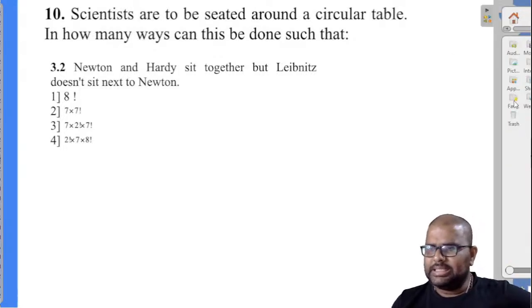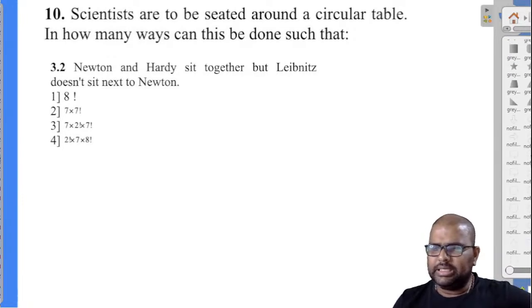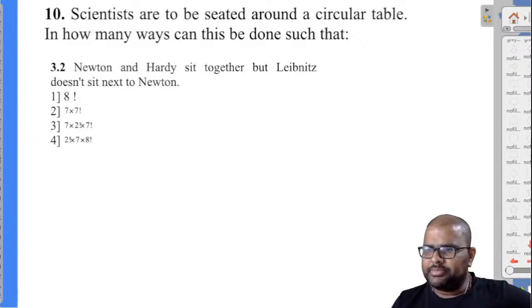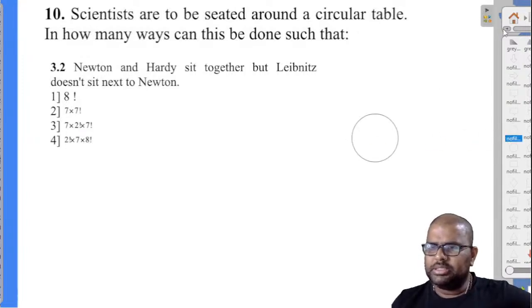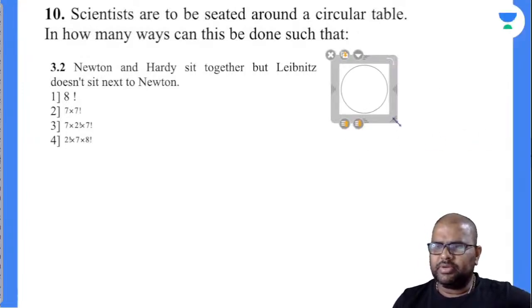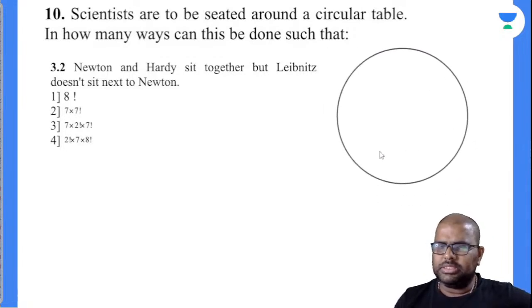So what is the question asked? Newton and Hardy sit together, but Leibniz does not sit next to Newton. Okay, it's an easy question. First of all, let me draw it. This is a circular table. So 1, 3, 4, 5, 6, 7, 8, 9, 10.